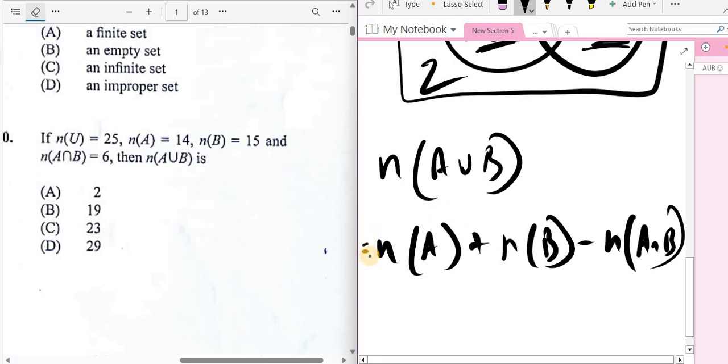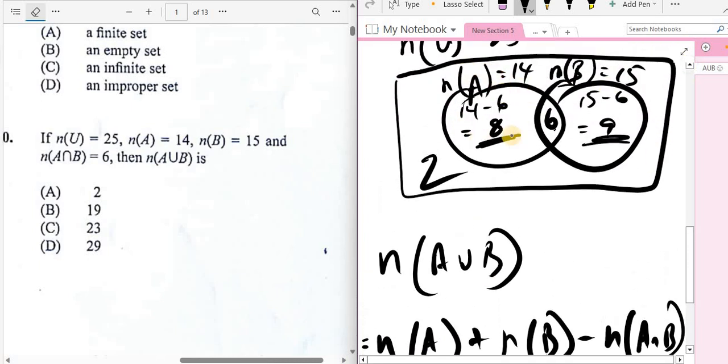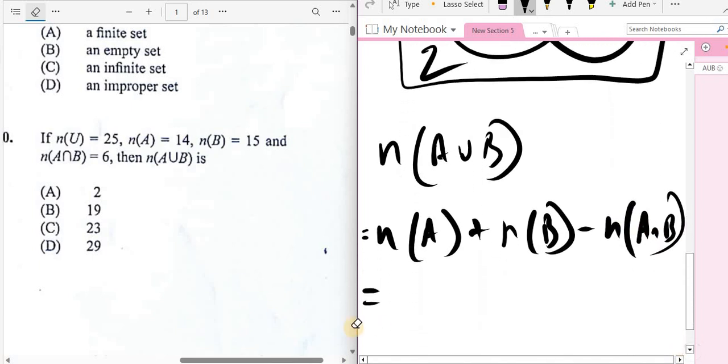The number of elements in A union B is what? The number of elements in A plus the number of elements in B minus the elements in the intersection. Why do you think we're taking out the intersection? Let's look at it. What's the number of elements in A? Let's go back up here. What's the number of elements in A, guys? 14, ain't it? And that 14 includes what? 8 plus 6. Everybody agree with that? Added together, that's 14.